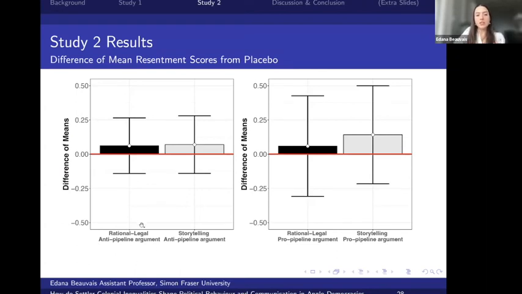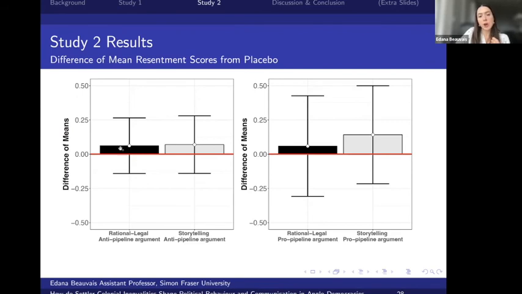And these respondents either got a rational legal anti-pipeline counter-argument, which I expected to activate negative outgroup attitudes, or they got this personal storytelling anti-pipeline argument, which I was hoping would improve attitudes towards Indigenous people, so reduce Indigenous resentment.